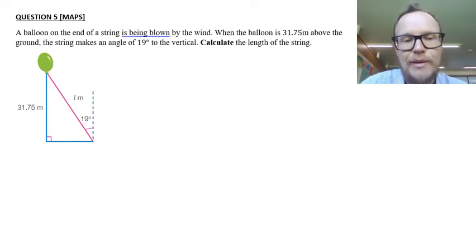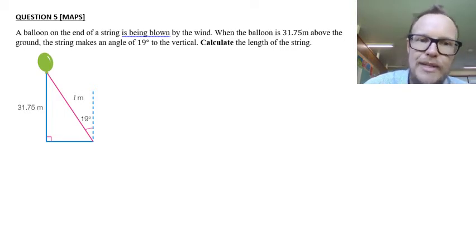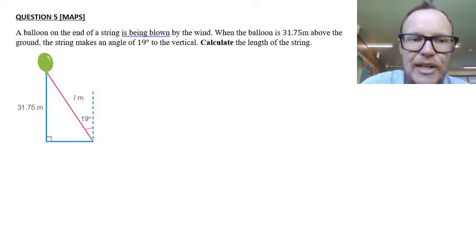Now we're looking at modelling and problem solving questions, so we need to make sure that we can use our problem solving to solve these and figure out what strategies we might need to use. So we've got a balloon on the end of a string being blown by the wind. When the balloon is 31.75 metres above the ground, the string makes an angle of 19 degrees to the vertical. Calculate the length of the string.